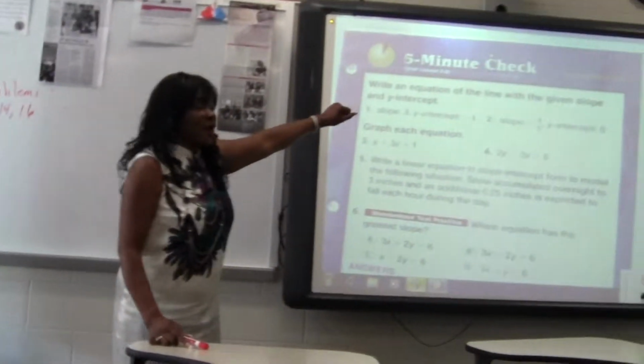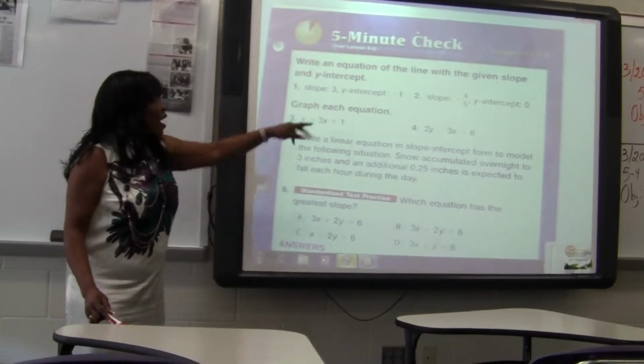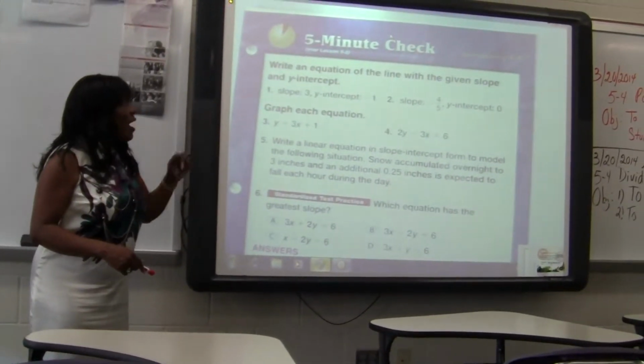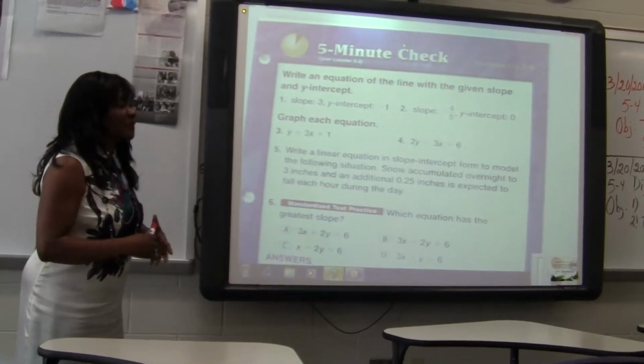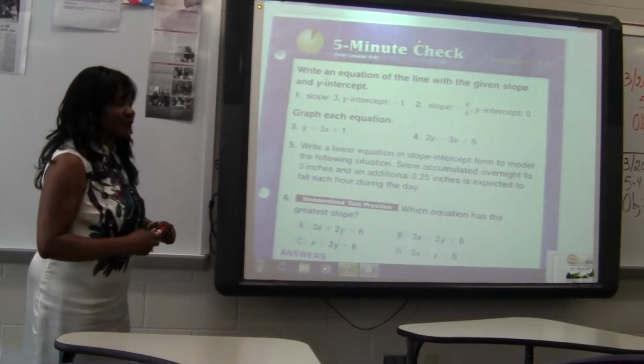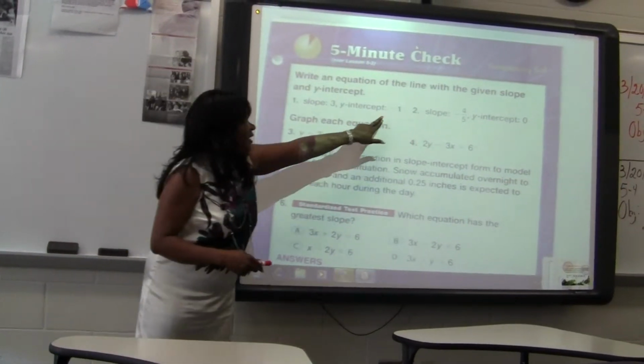We got our bell ringer for today. Write an equation of the line with the given slope and y-intercept. What number represents your slope? 3. And what number represents your y-intercept? 1. Okay, now don't forget that's a negative 1.